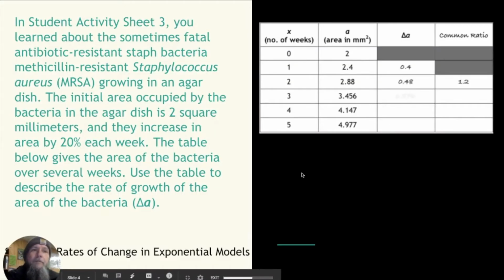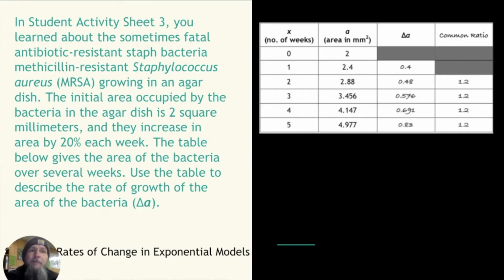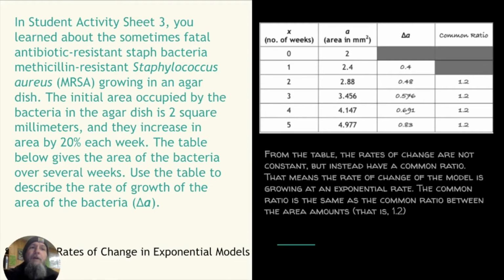Okay. And as you can see, as we move on, that common ratio remains the same. All right. From the table, the rates of change are not constant, but instead they have a common ratio. This means the rate of change of the model is growing at an exponential rate. The common ratio is the same as the common ratio between the area and amounts. In other words, we can see that the exponential change in the area is the same exponential change in the change of the area.